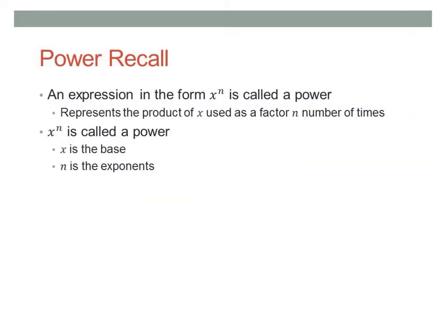All right, a little bit of power recall. Remember that something in the form x to the nth power is called a power, represents the product of x times itself, or x as a factor. This is going to be a really key word. Make sure you have that written down. X is a factor n number of times. So if you have 3 squared, that means we're going to take 3 times 3. These are called factors. What we are multiplying together are our factors. Okay? X is the base and n is the exponent.